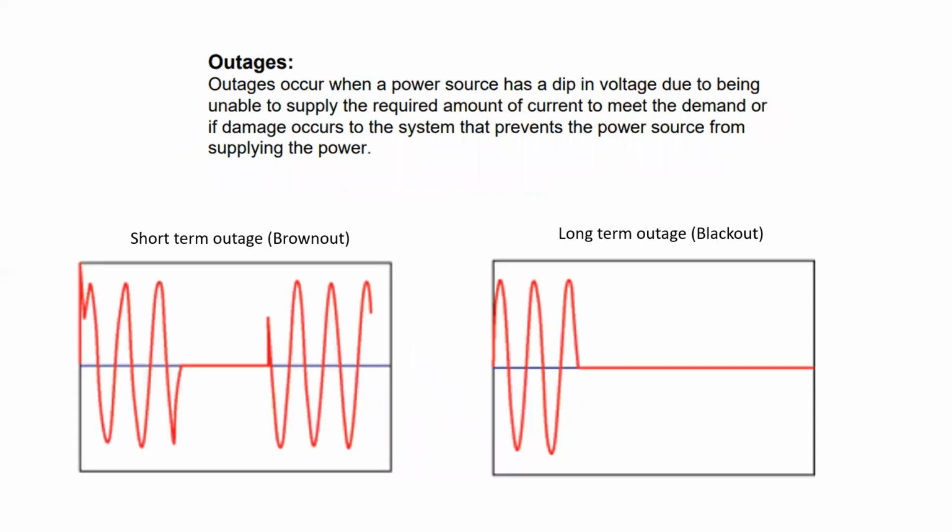Outages are probably the one that's easiest for us to recognize, and outages come in short or long-term situations. A short-term outage might be something where we barely even notice that we have had a reduction in voltage, and it's a very short number of cycles that we're without power. A blackout would be a long-term outage, and this has to do with the generation of supply and any loss of generation on the overall power grid.